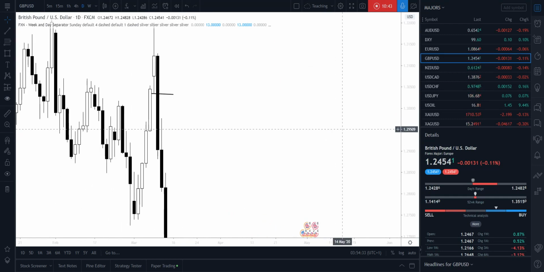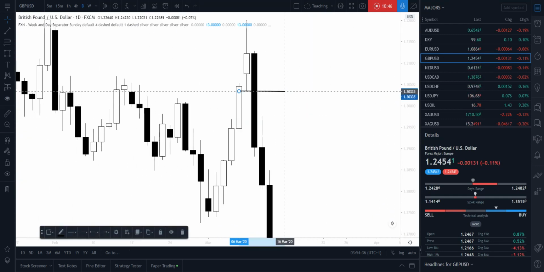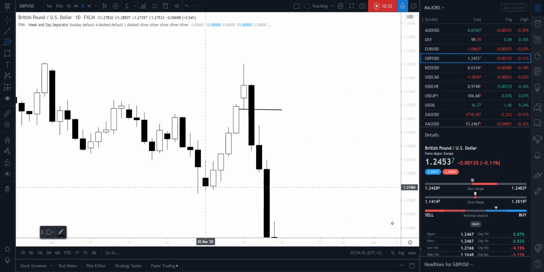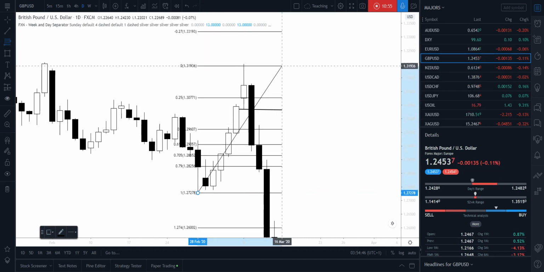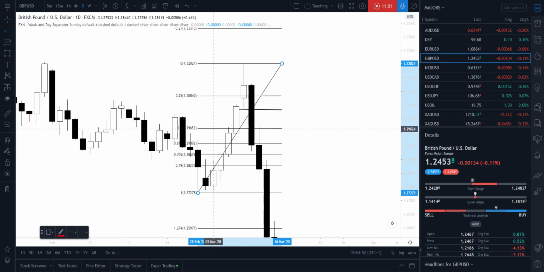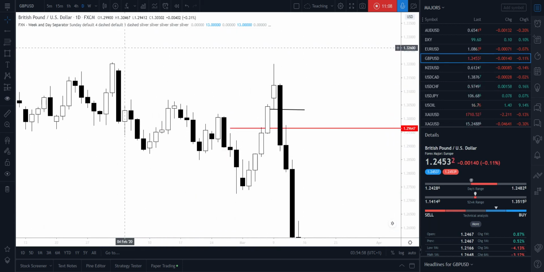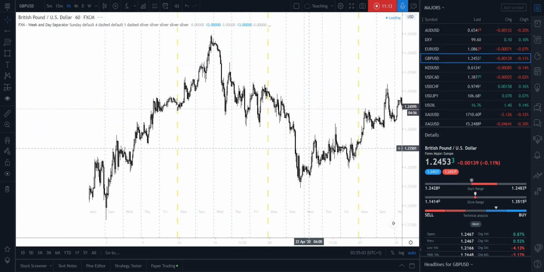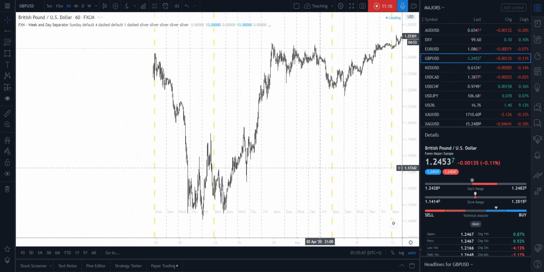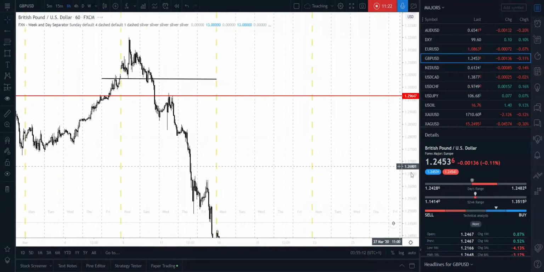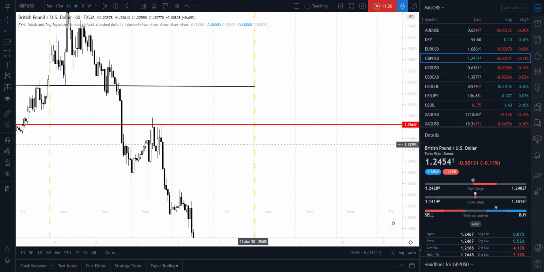Right, okay. Alright, let's measure from this low to that high and draw a line on the 50% right there, and then let's draw back down to the 1 hour. Okay, zoom in.